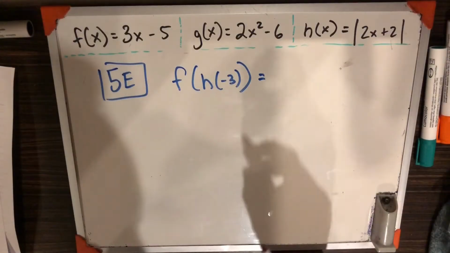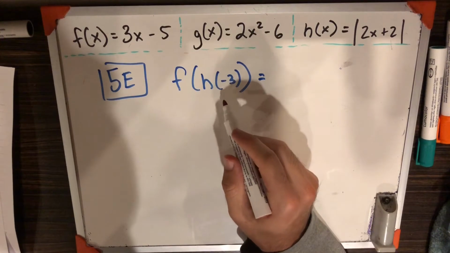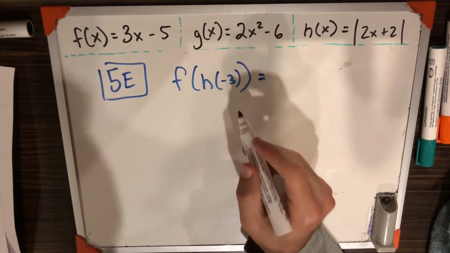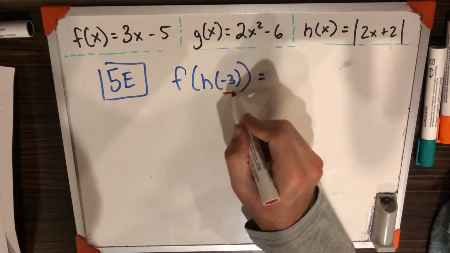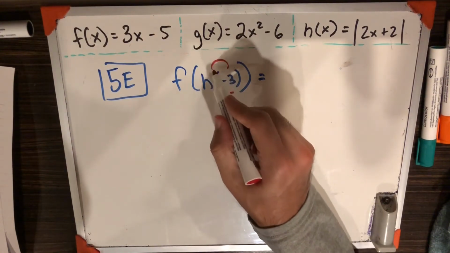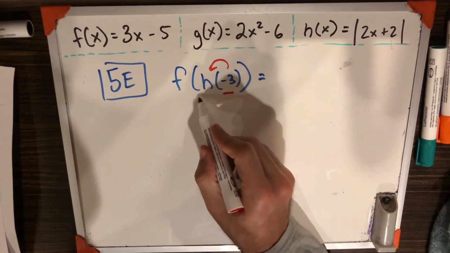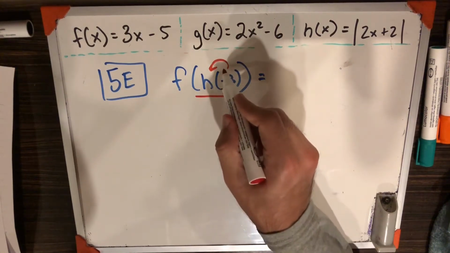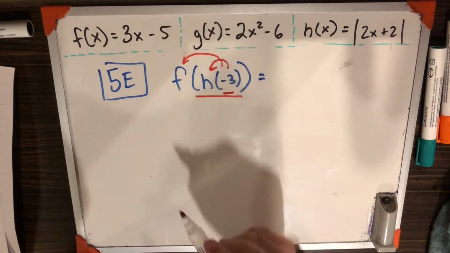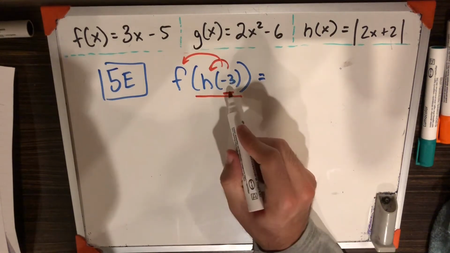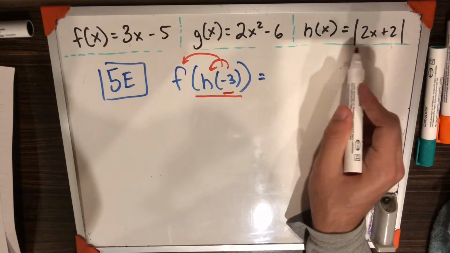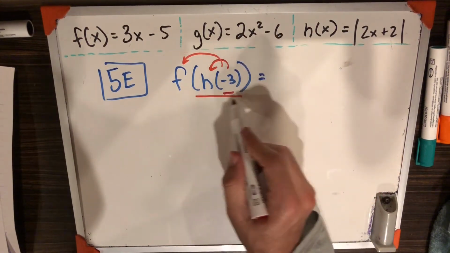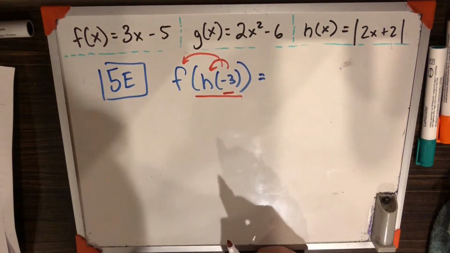All right, 5e. I have f of h of negative 3. Again, tell yourself, I'm kind of working myself inside out. I'm plugging in negative 3 in for h. The result of this, I'm plugging that in for f, okay? So again, ask yourself, when I put negative 3 in for h, what is the result of that? I'm going to take that result and put it back into f, okay?